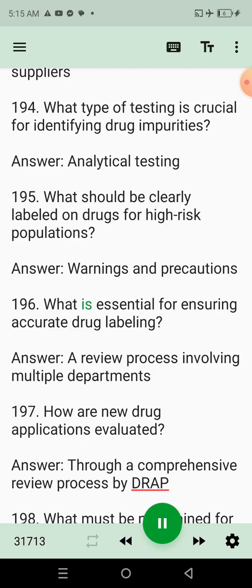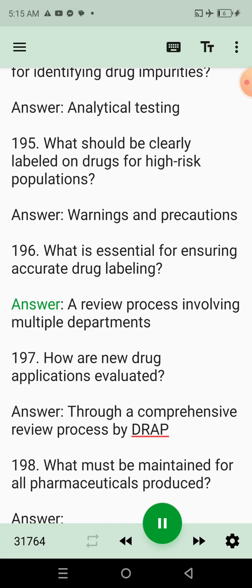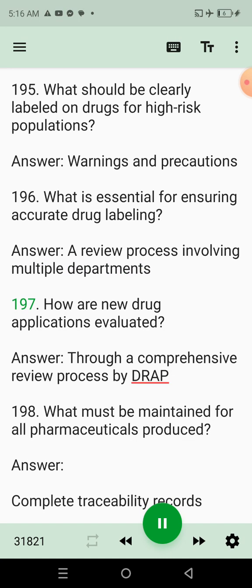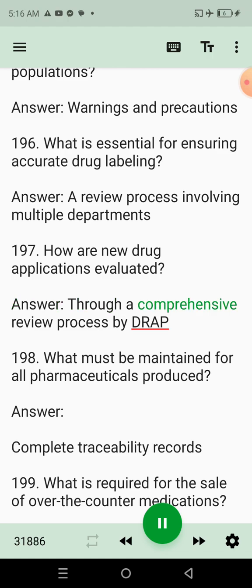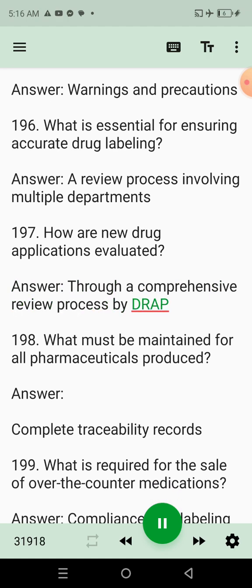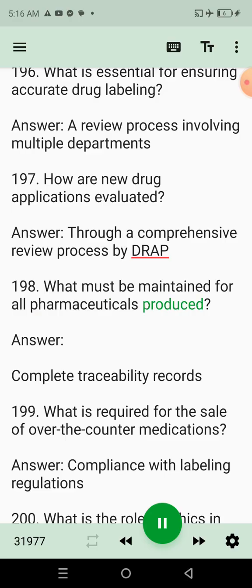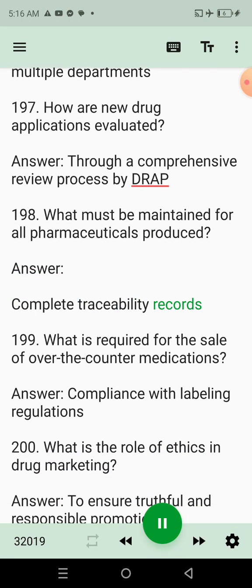196. What is essential for ensuring accurate drug labeling? Answer: a review process involving multiple departments. 197. How are new drug applications evaluated? Answer: through a comprehensive review process by DRAP. 198. What must be maintained for all pharmaceuticals produced? Answer: complete traceability records.